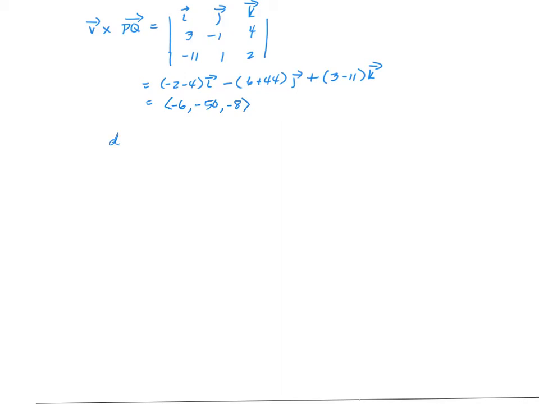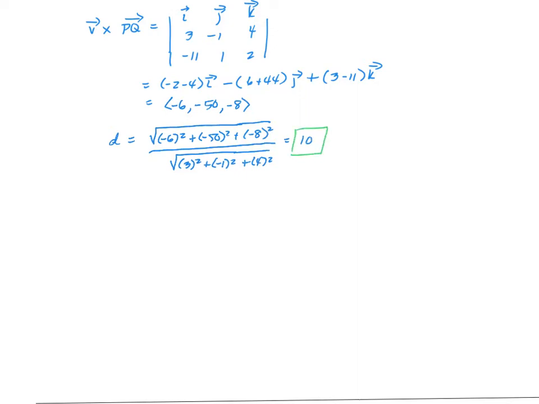So our distance is going to be the magnitude, or square root of -6 squared plus -50 squared plus -8 squared, over the magnitude of our direction vector. That would just be the square root of 3 squared plus -1 squared. I never make my bar long enough. Plus 4 squared. When I computed this, I got 10. And that's just by accident that it came out that nicely.